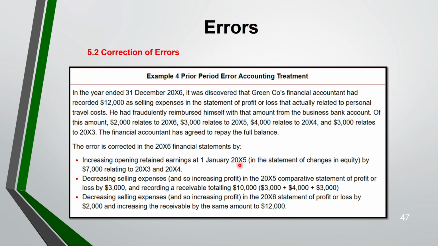That's why you have to restate this amount by increasing the opening retained balance by the figure relating to 2003 and 2004 in your statement of changes in equity. Point number 1. Point number 2. Decrease your selling expense. So you have recorded it as a selling expense, but they are not your selling expense. So that means you have to decrease. You have already recorded them as a selling expense, meaning your selling expense went up. Now you have to decrease it. Please understand. That's why decrease your selling expense. If your selling expense decreases, it means your profit will increase in the 2005 comparative statement of profit and loss.